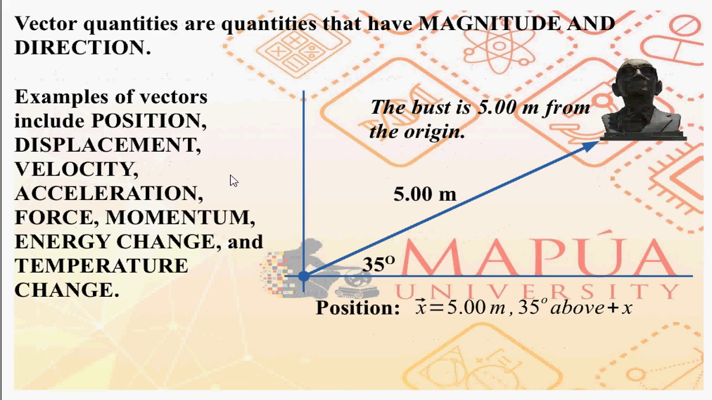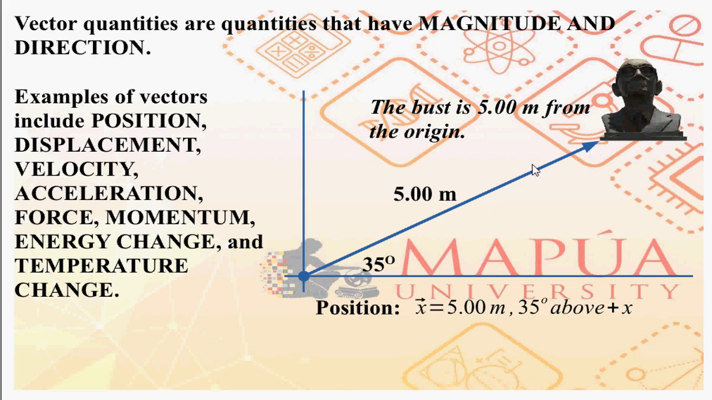On the other hand, vector quantities not only have magnitude, but they also have direction. They have that additional information, direction. Examples of vector quantities include position, displacement, velocity, acceleration, force, momentum, energy change, and temperature change. For instance, position: you have the same object, same distance from the origin, 5 meters from the origin. But that gives you the magnitude of the position, x is equal to 5 meters.